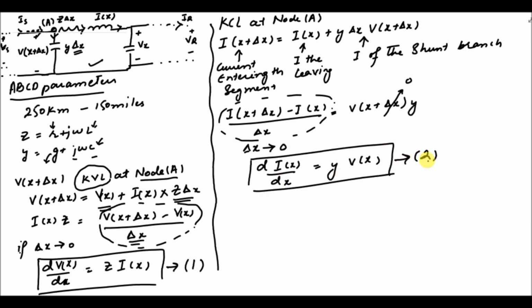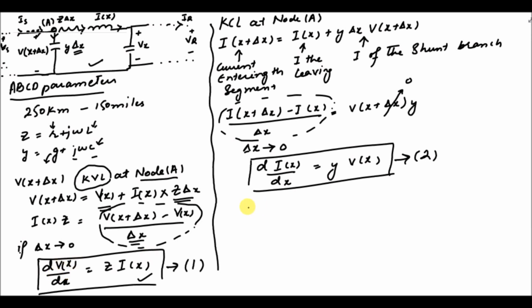Now the goal of the derivation is to find the equations for the voltage and current in terms of x, which is the distance from the receiving end, and then by putting the end conditions, we will calculate the equations in terms of the sending end and receiving end voltages as well as the sending end and receiving end currents. Now we will take the derivative of equation number 1, and from there we will calculate our first equation, which will be for voltage at distance x.